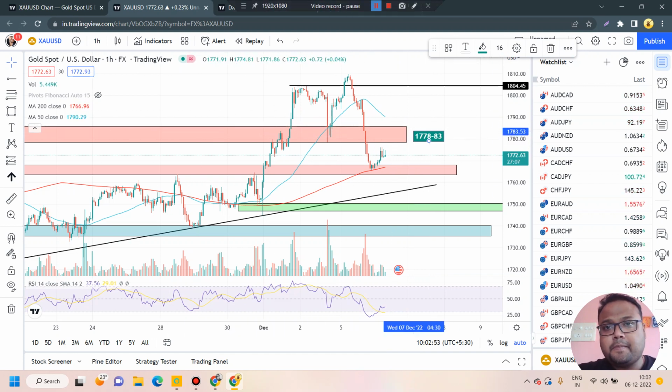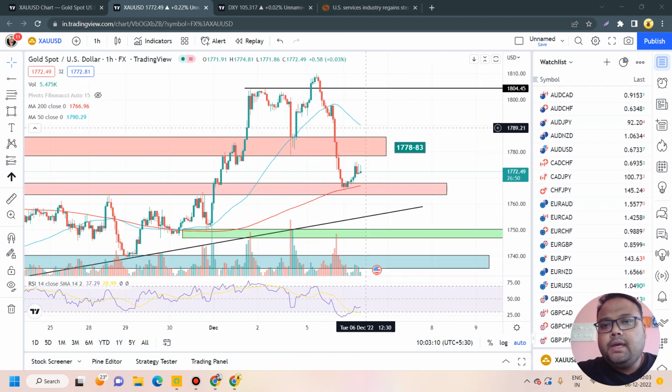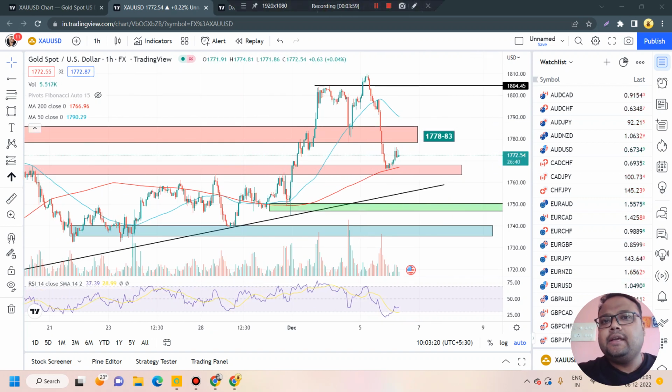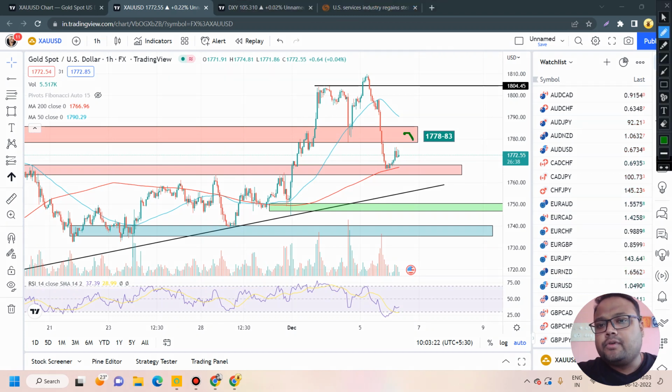gold. If gold goes up, also be careful in this zone, especially around 1778 to 1782. There's a possibility that the market will face some selling pressure, and if the market reverses, you can go for a sell position. But right now I'll request every one of you to reduce your lot size.